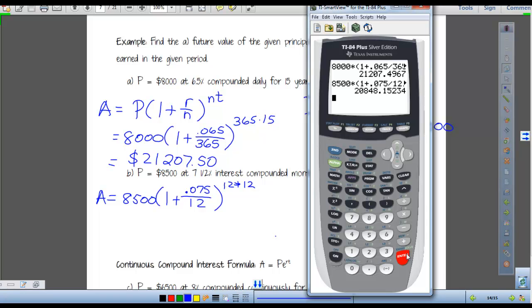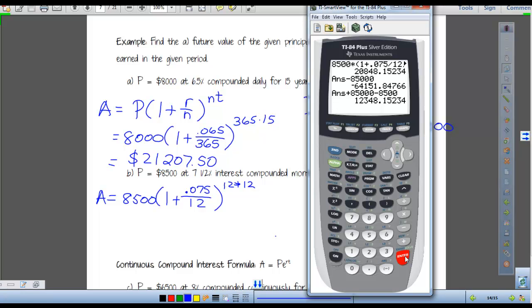Okay, and our interest on this one will subtract 8,500. Oops, I subtracted too much. Plus 8,500. 85,000. I got $12,348.15 is the interest. Okay, questions about that?